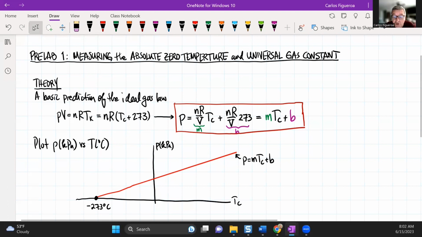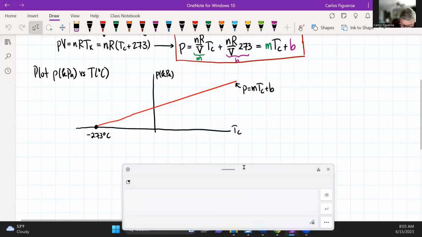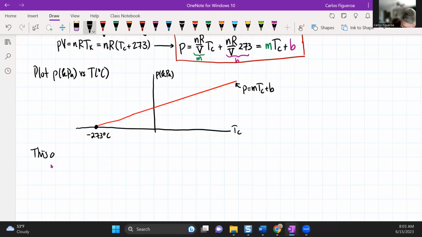Now, when we do this, what you're going to find out is that this only works if the enclosed gas, in this case air, is confined to a volume that does not change. So this assumes that the volume of air does not change.